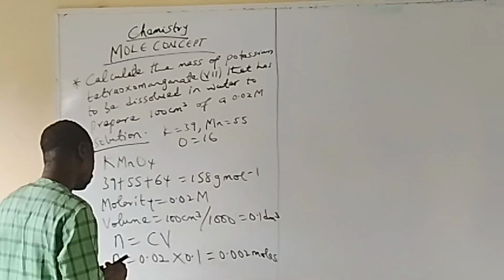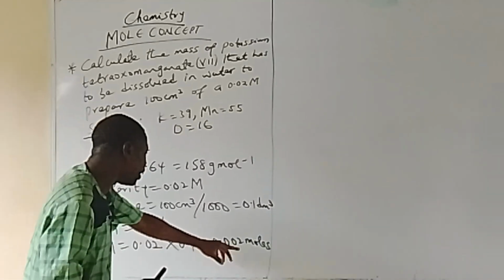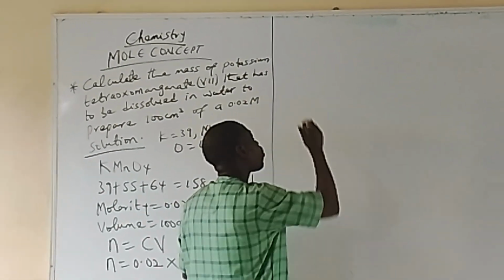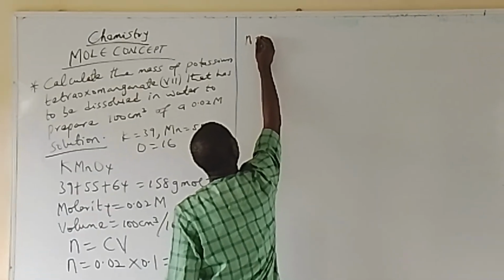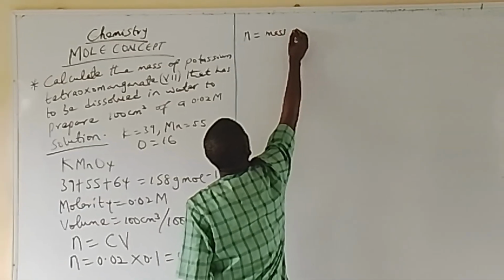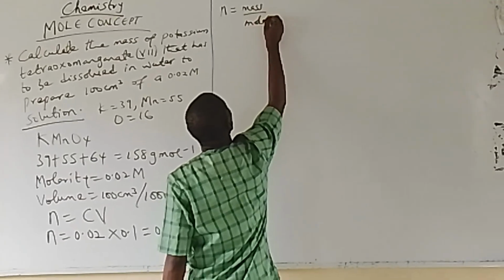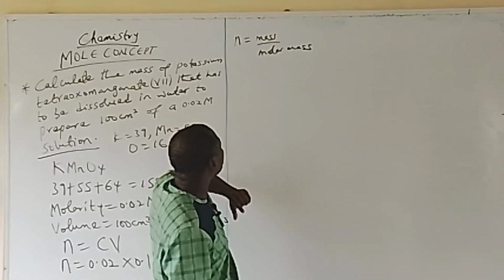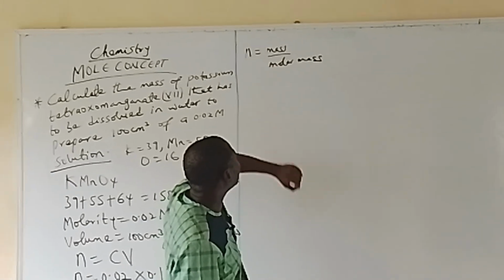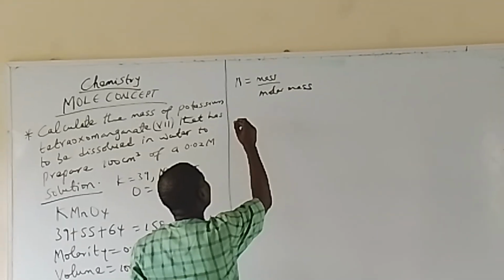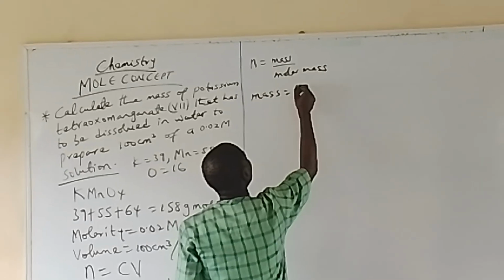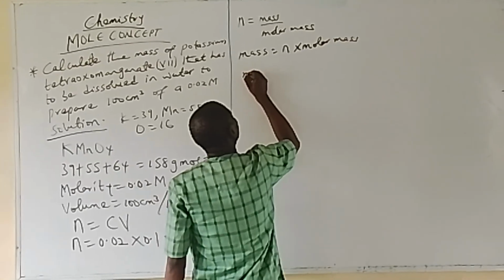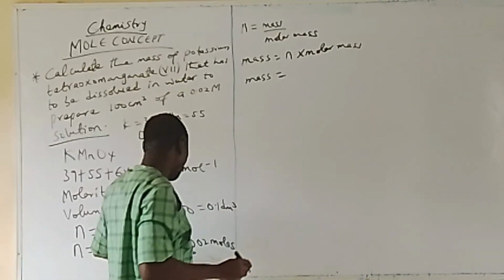Now the next line of action, since we've known the number of moles to be this, there is a connection between number of moles, mass and molar mass from our mole concept. I know that the number of mole, N, is equal to mass over molar mass. So the next line of action is to isolate mass. I'm going to make mass the subject of the formula. So mass is equal to number of mole N multiplied by molar mass.